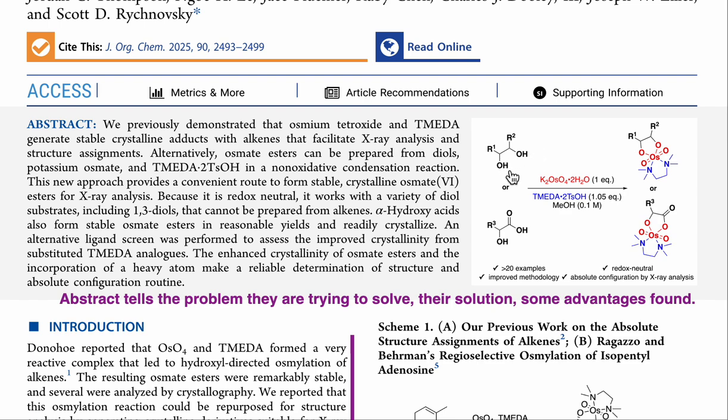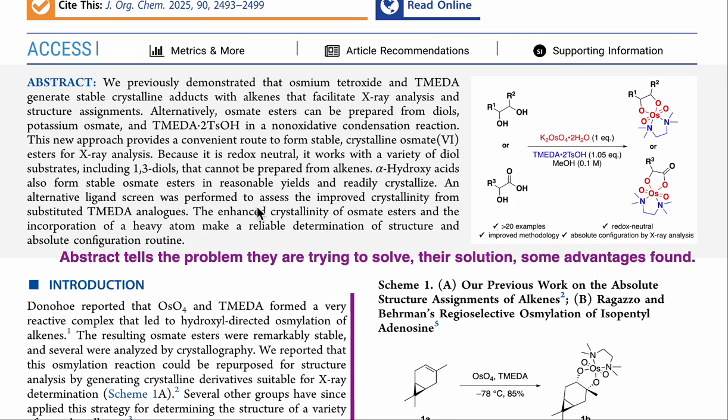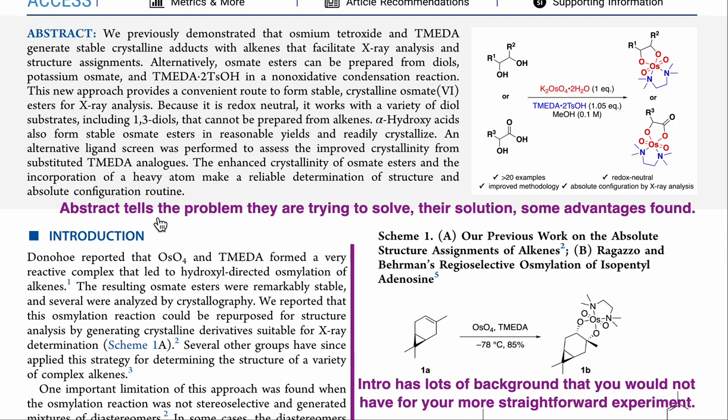You can know what configuration the stereocenter is, R or S. That's not something you can do if the molecule is in solution in a test tube. You can't tell whether a certain stereocenter is R or S. So there are a lot of advantages of being able to crystallize a compound and take an X-ray of it and understand its structure a little bit better. So that's the reason why they are doing this particular work. And so that's what this abstract is saying.